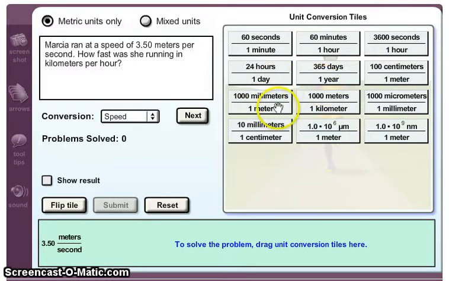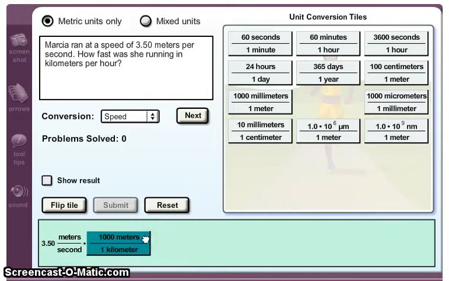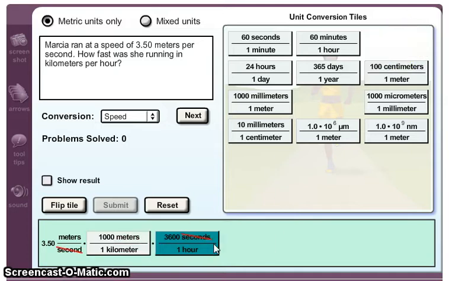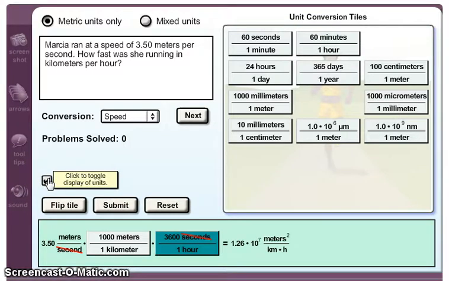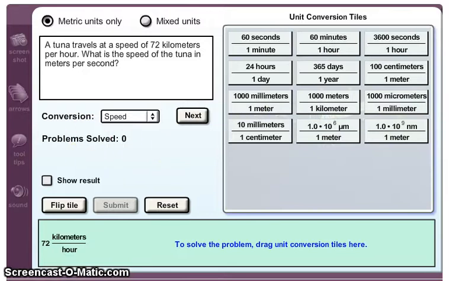So if we take a look, we want to go from meters to kilometers, and we were in a second, and so we want to go from seconds to hours. And that's what's going to go, and then you show the results, and it tells us our answer. All right, as we continue for activity C, turning off our results again. Then it has us click next and go through each of these speed problems.